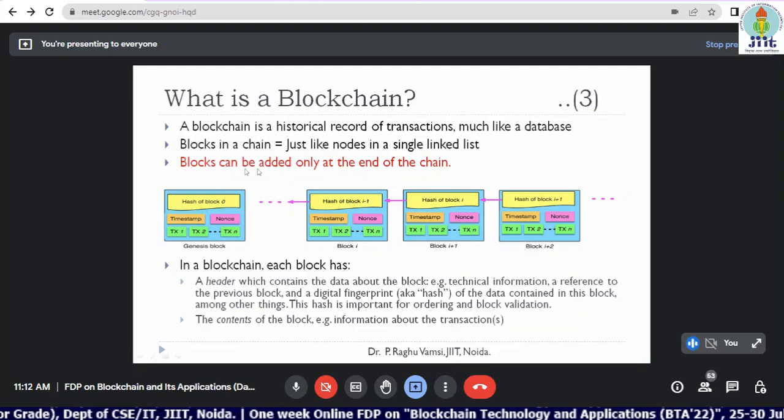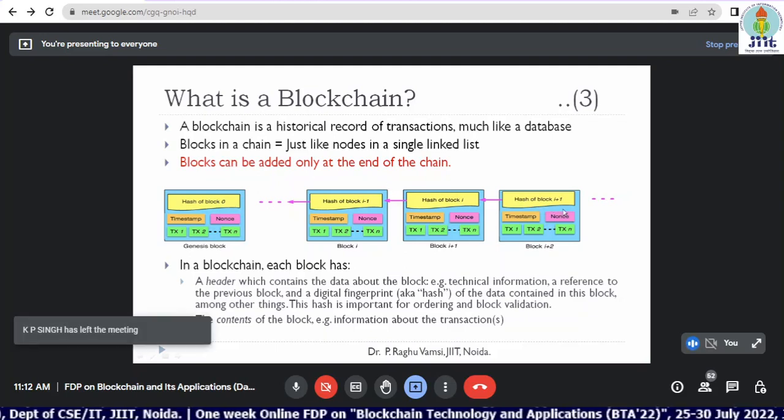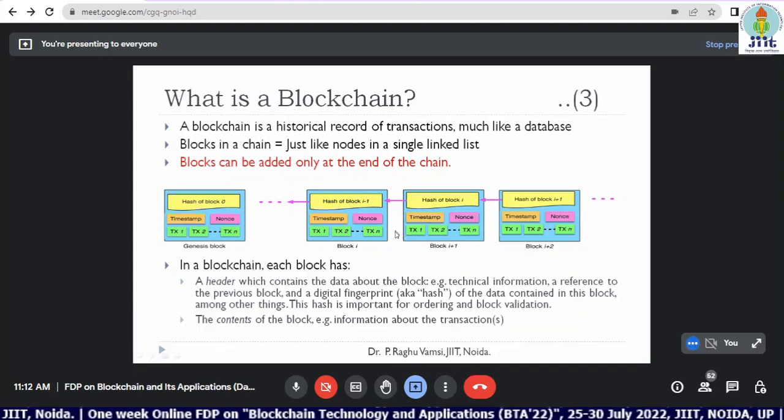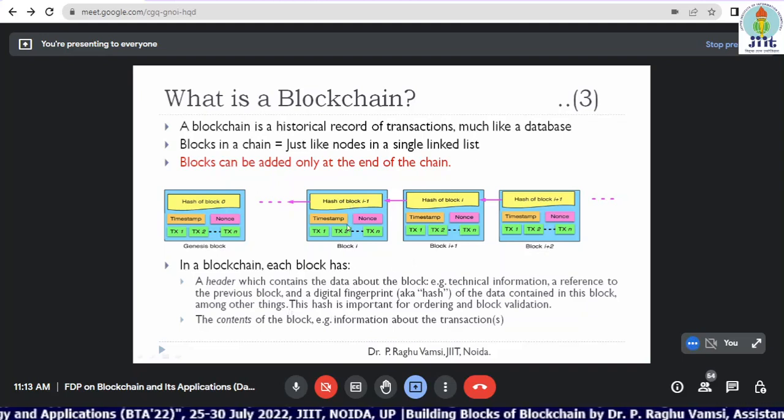So in case of blockchain, the block will be added only to the end of the blockchain. You cannot insert a block in the middle. The reason is, if you try to add a block in this particular place, obviously this block has to take the value of the previous block hash, and the rest of the process has to be performed. But if so, automatically the rest of the blocks will get disturbed. So that is the reason blocks can be added only to the end of the blockchain.